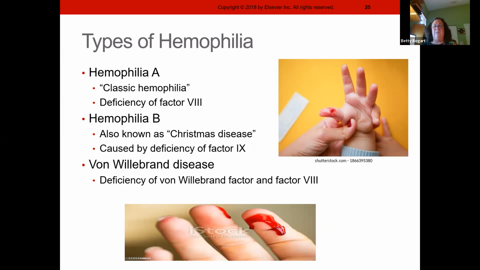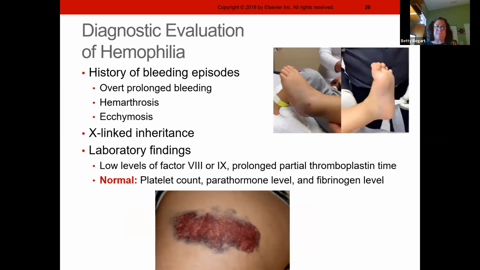So we have different things called factor 8, factor 9, von Willebrand's, and these are factors that when you're bleeding, all of a sudden you clot off and you stop bleeding. Those are factors that stop it. So the normal one that we think of is factor 8. It's the classic one. But then there's factor 9. It's Christmas disease. It's just a different factor. They still do the same thing. One's not better than the other. They're both hemophilias. And then there's von Willebrand disease. Von Willebrand was the scientist who found it, and it's that factor and factor 8.